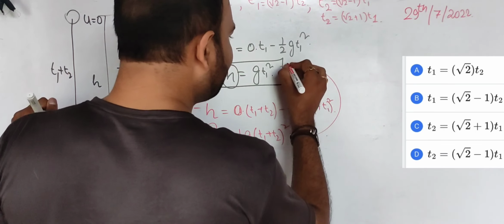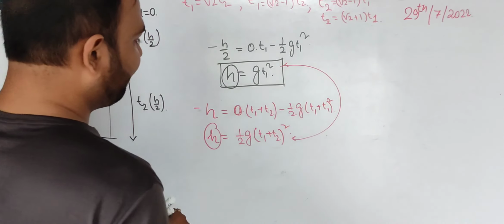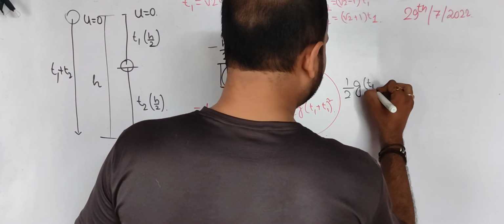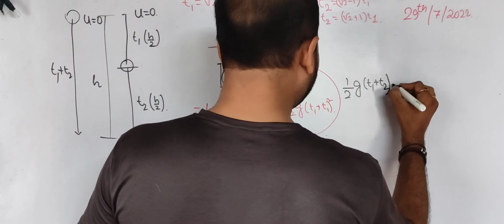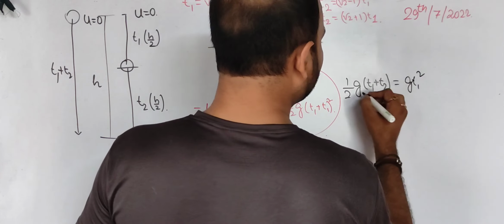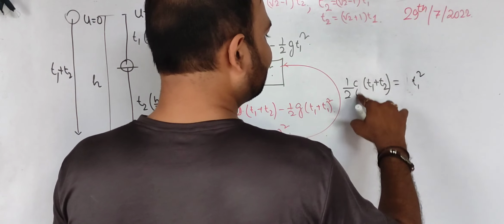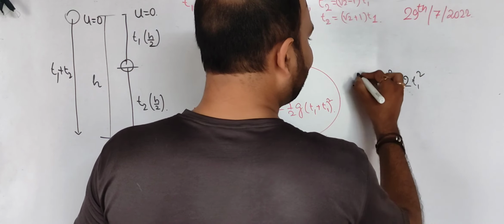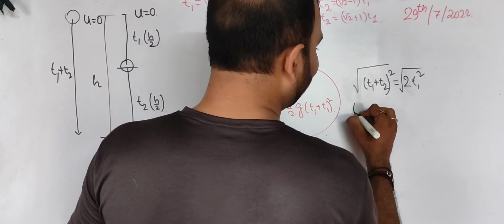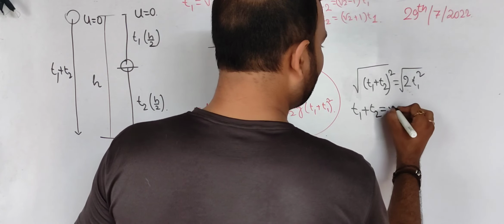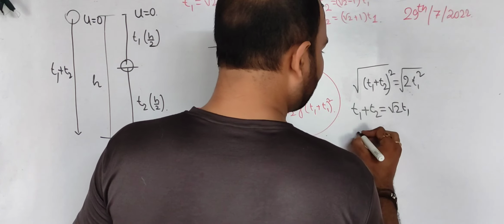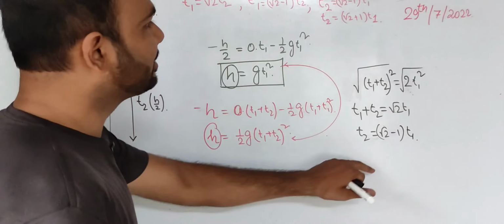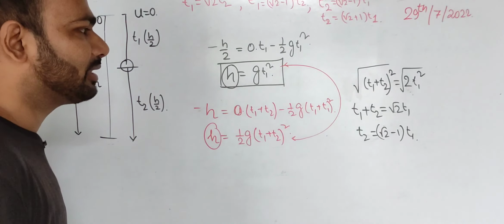So using these two relations, we get half g t1 plus t2 whole square equals g t1 square. g gets cancelled, and this 2 will come over here. If we take the square root of both sides, we get t1 plus t2 equals root 2 t1. So t2 equals root 2 minus 1 into t1. This is the relation, and option number C is the correct option.